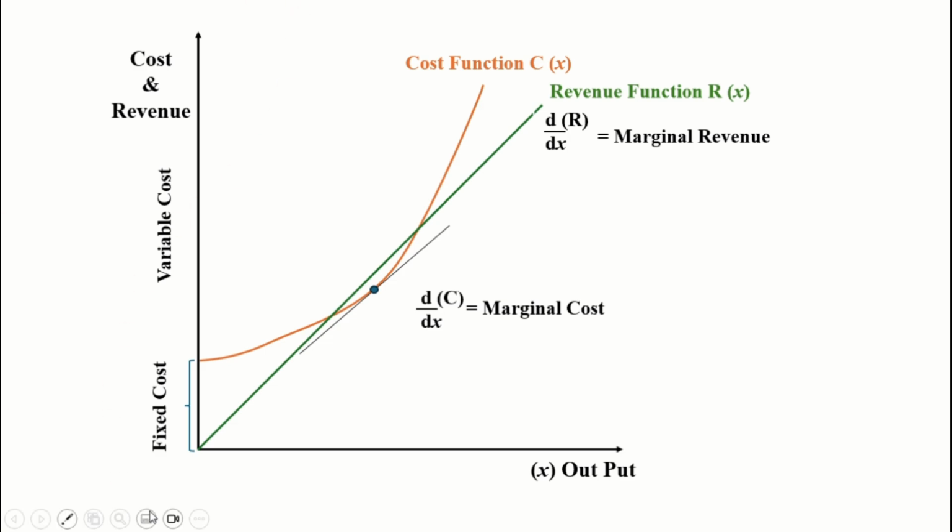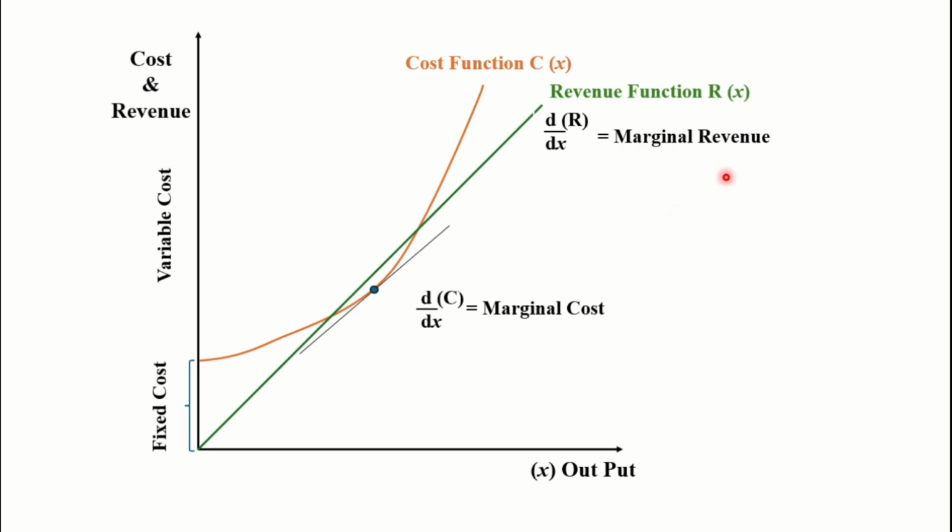Then you can see the green line, that represents the revenue function. Revenue function is also a function of output. As your output increases, revenue increases. The revenue function starts from zero, or origin. This is the total cost function, which includes fixed cost and variable cost, and the revenue graph is in green color. You can see that is the revenue function. R is a function of x.